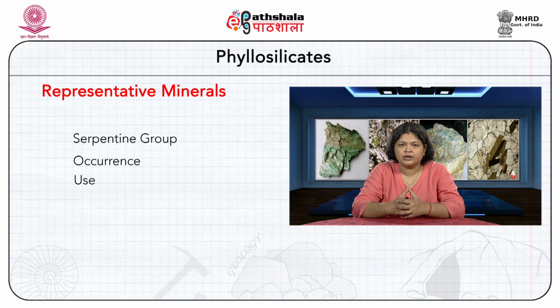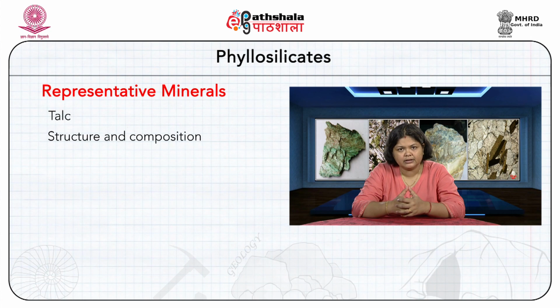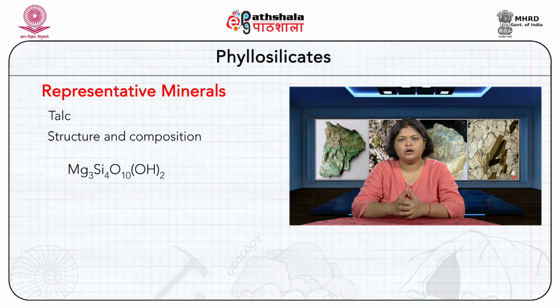Another group of mineral belonging to the phyllosilicates is the talc. We will first discuss the structure and composition of the talc. It is a trioctahedral 2:1 layer silicate with a composition of Mg3Si4O10(OH)2. The composition is usually close to the ideal formula, though minor substitution of iron, manganese or other cations for magnesium in the octahedral sites and aluminum for silicon in the tetrahedral site is known to occur.